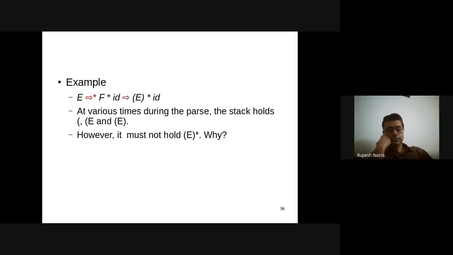So what I'm trying to say is that this particular sentential form that we have belongs to this language, right? That is given. And as far as all of these are concerned, this part is a prefix, this part is a prefix, and so is this part. Parenthesized E followed by star, that is what I am writing. This is also a prefix, but this is not a viable prefix. Why is that the case?